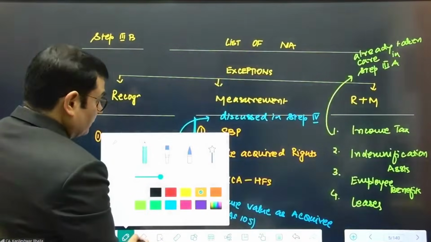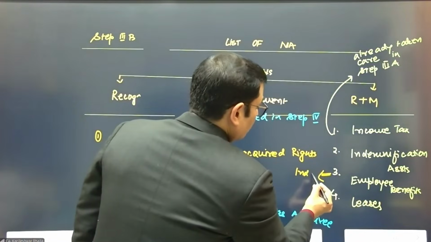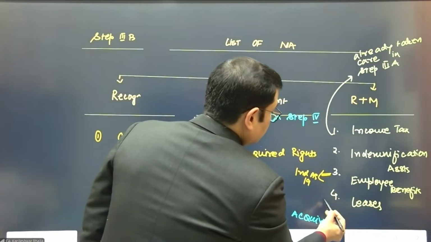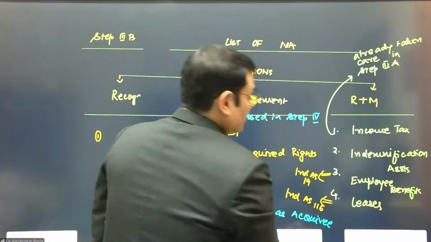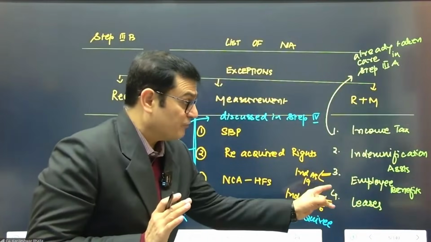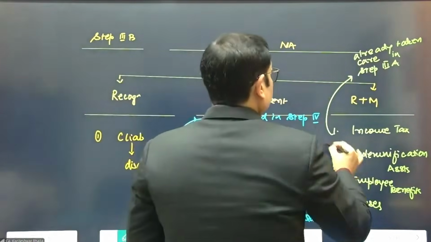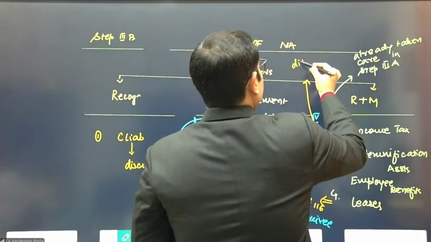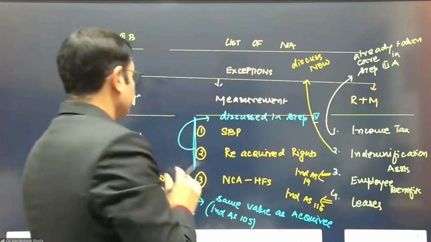So let's put this down. As far as employee benefits are concerned, this is going to be purely as per Ind AS 19. Leases will be purely as per Ind AS 116. So I'm not going to discuss the employee benefits or the leases in this case. Done. Now, as far as indemnification is concerned, we will discuss in detail now.